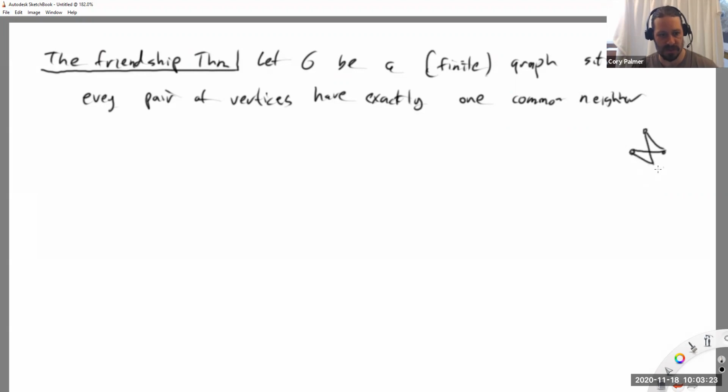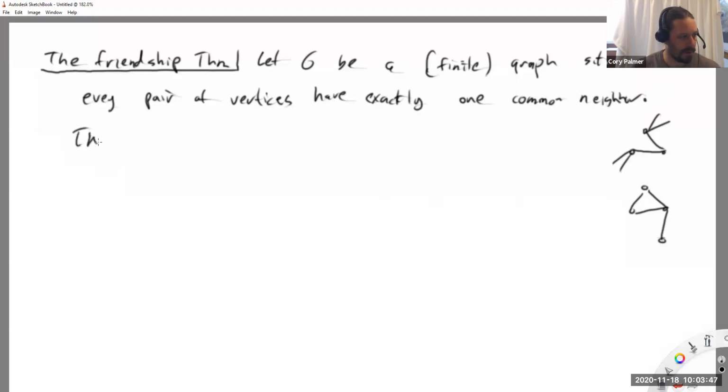This situation, for instance, is not allowed, right? You can't have two common neighbors. Even if the two vertices are joined, they have one common neighbor here. They can have other neighbors, right? There can be other edges coming out from them. They just don't share. Okay, so exactly one common neighbor. That's what my graph G looks like.